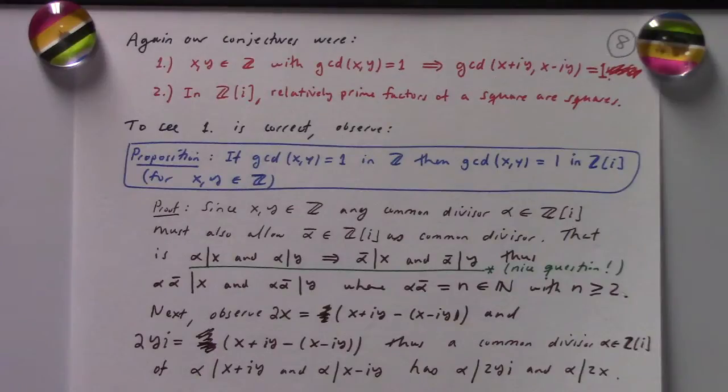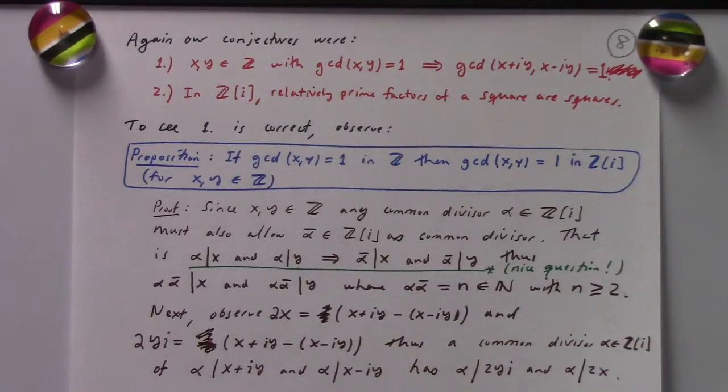But the thing is that the greatest common divisor of x and y is 1, which means that any common Gaussian prime divisor of alpha has to be a Gaussian prime. Ordinary primes aren't going to cut it. So your choices are plus or minus 1 and plus or minus i. Those are the divisors of 2 in the Gaussian integers, all right? Again, the ordinary real Gaussian prime case is disallowed by the fact that x and y are integers that share no prime factors in the integers.